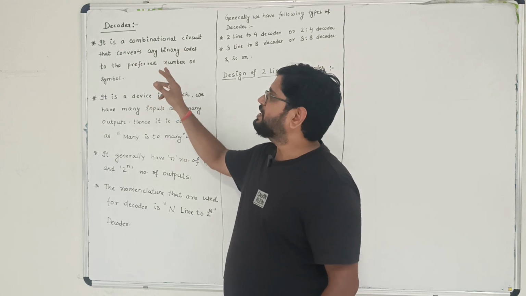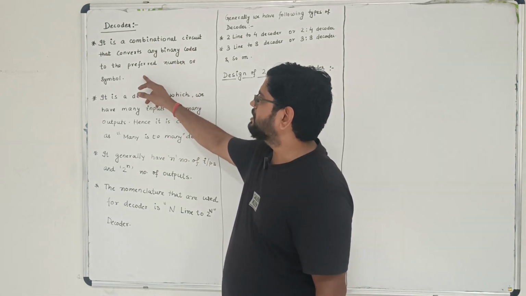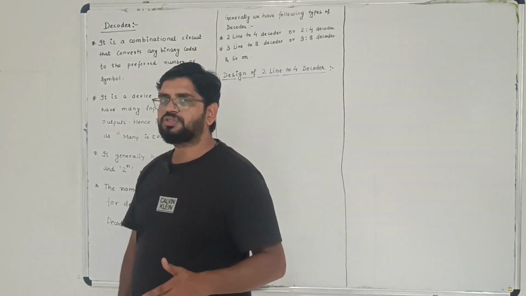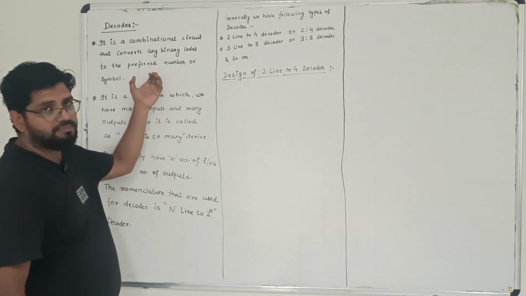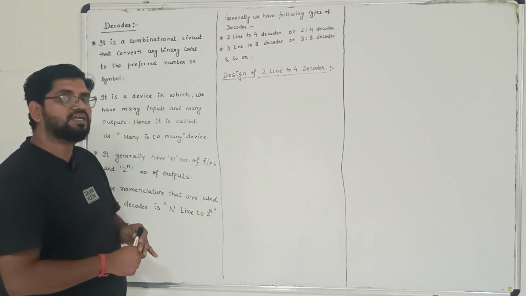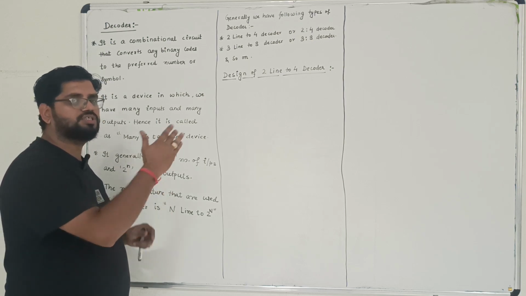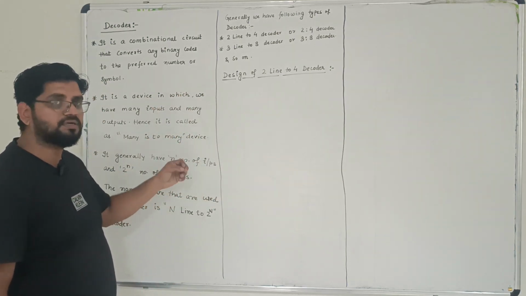So what is the definition of decoder? It is a combinational circuit that converts any binary codes to the preferred number or symbol. If you want to define it in a single line, you can define it as a combinational circuit that converts any kind of binary digit or binary numbers into the preferred symbol or preferred number.